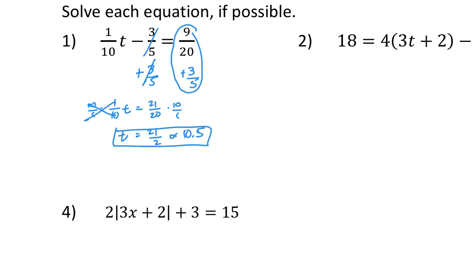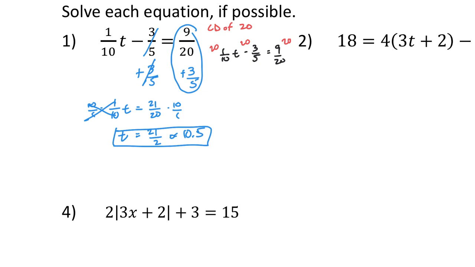To do that, we want to look at all the denominators here. So we've got a 10, a 5, and a 20. And for those 3 denominators, they have a common denominator of 20. So if I take this problem, I'm going to just rewrite it here: 1/10 t minus 3/5 equals 9/20. I'm going to multiply each of these terms times 20.